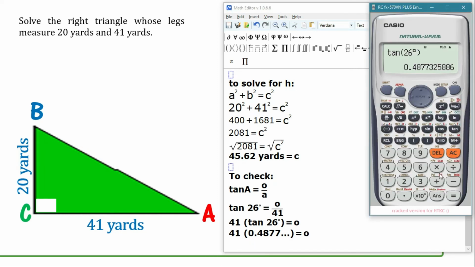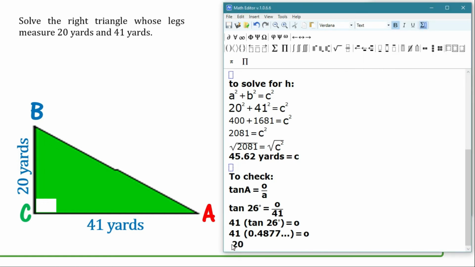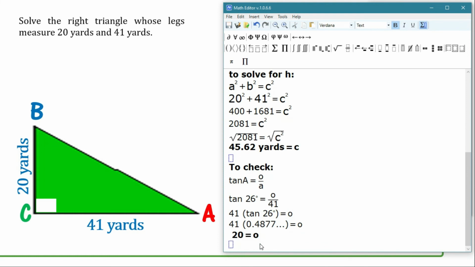And multiplying that by 41, that would be equivalent to 19.997 and so on and so forth. And if we are going to round that off to the nearest hundredths, that would be equivalent to 20, which is the value of our opposite side. Okay? So, na-double check na po natin that the opposite side, opposite to angle A, is indeed 20 yards. Okay? And then, the rest will follow.